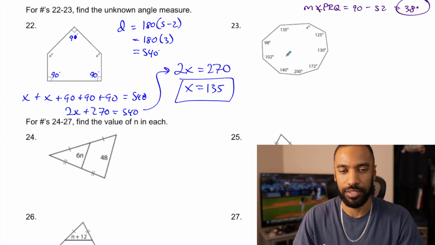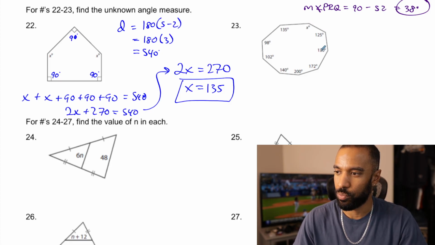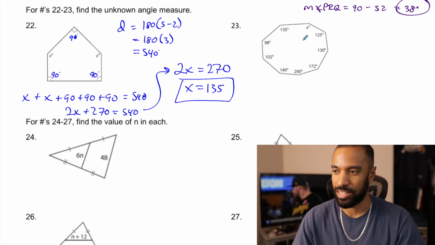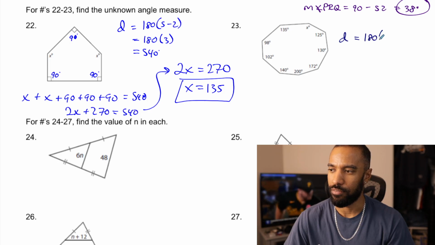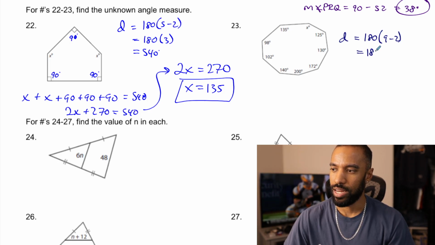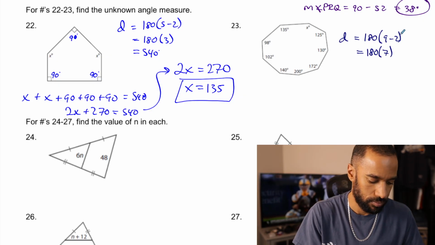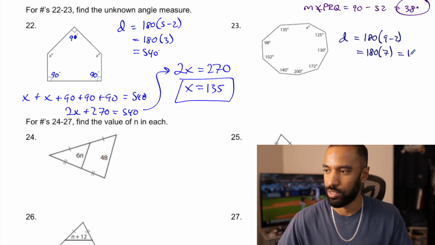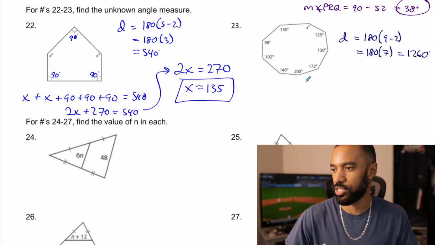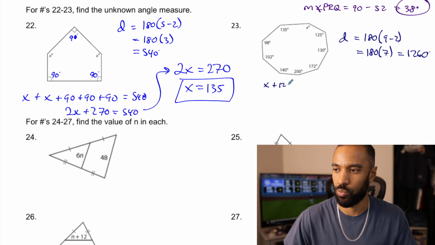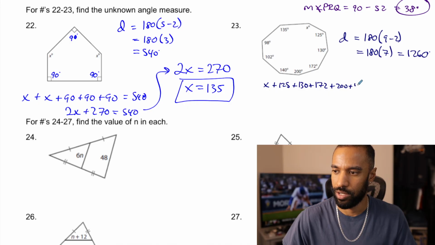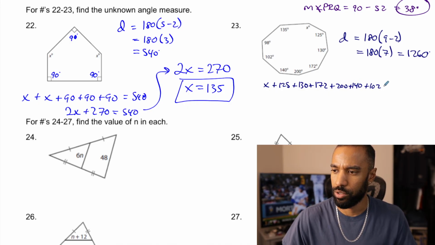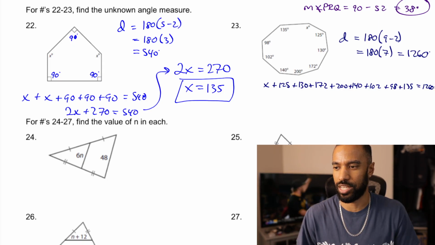Now this shape looks fun. 1, 2, 3, 4, 5, 6, 7, 8, 9. This is a nonagon. It is a 9-sided shape. We got to find the interior angle sum of the 9-sided shape. 180 times 7, I should know that, 1260. So these all add to 1260 degrees. I got to do x plus all these, and I'm going to use the calculator: 125, 130, 172, 200, 140, 102, 98, and 135. You add all of those up, you get 1260.